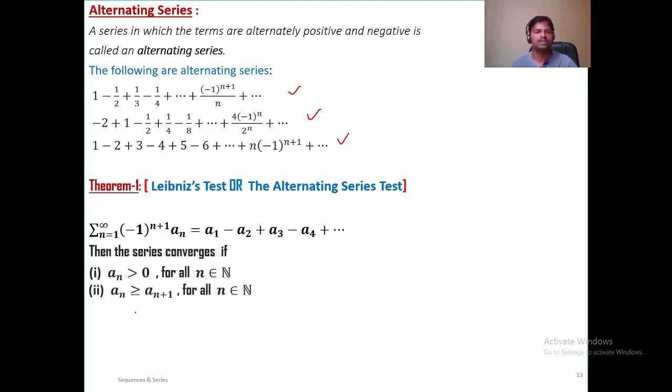The second condition to be satisfied is that an should be a decreasing sequence. The third condition is that the limit as n tends to infinity of an should be 0. If these three conditions are satisfied, such an alternating series will converge.